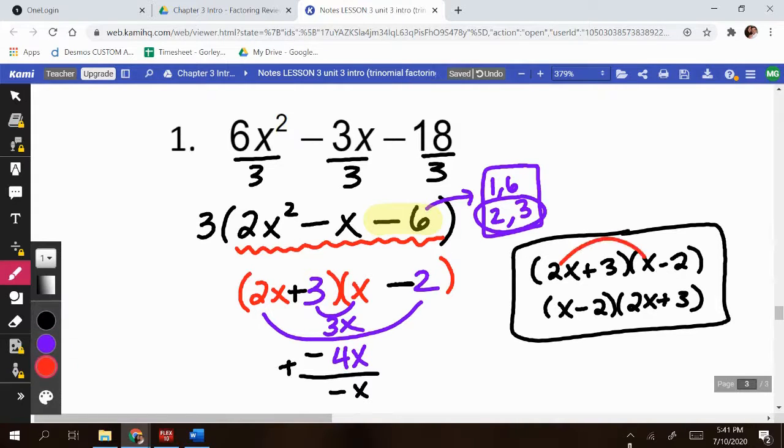Check your work. First times first does give me 2x squared. Last times last does give me negative 6. And look at your outers and inners. The outers give me negative 4x and the inners give me positive 3x. So that does give me negative x.